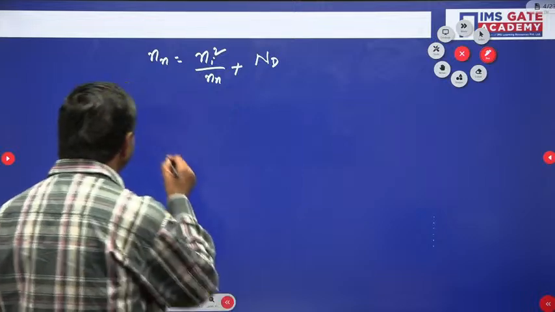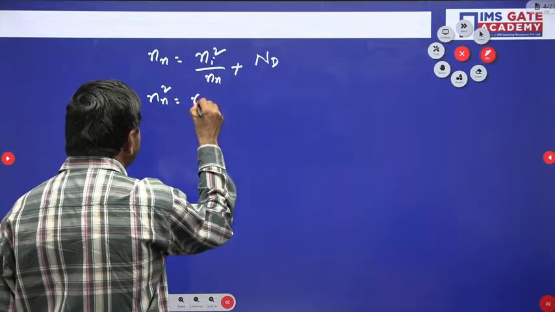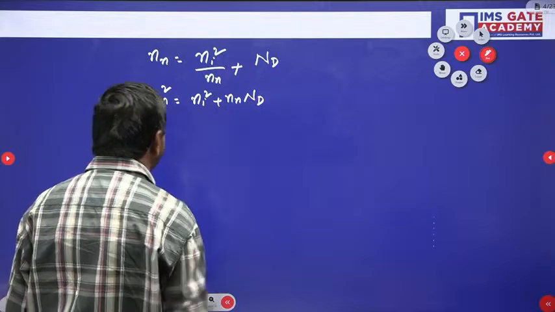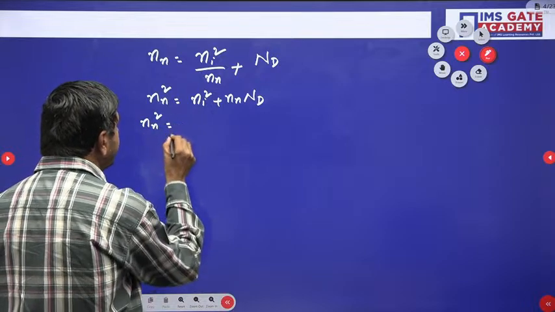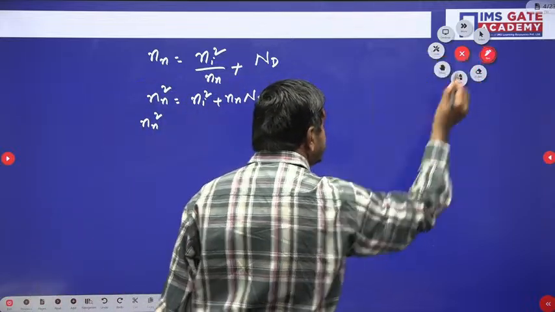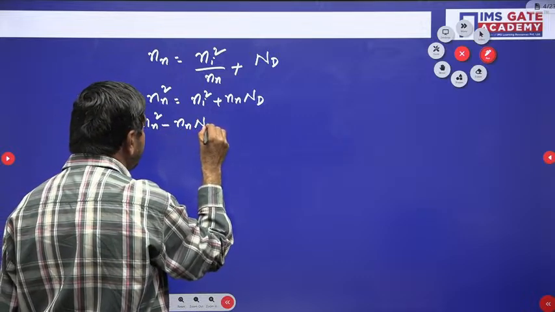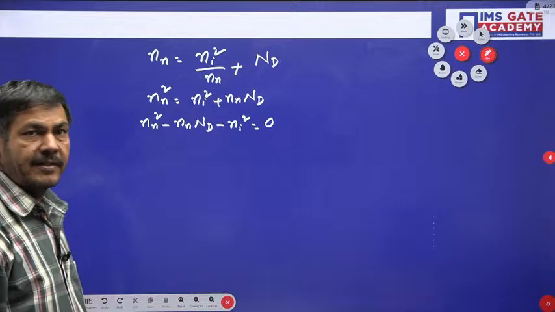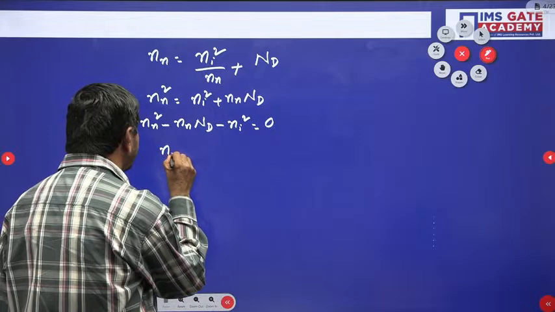How can we form the equation here? Cross multiply: Nn square equals Ni square plus Nn into Nd, after taking the LCM. So finally, I can write Nn square minus Nn into Nd minus Ni square equal to 0. Finally one quadratic equation is formed. By using this quadratic equation we can find Nn.